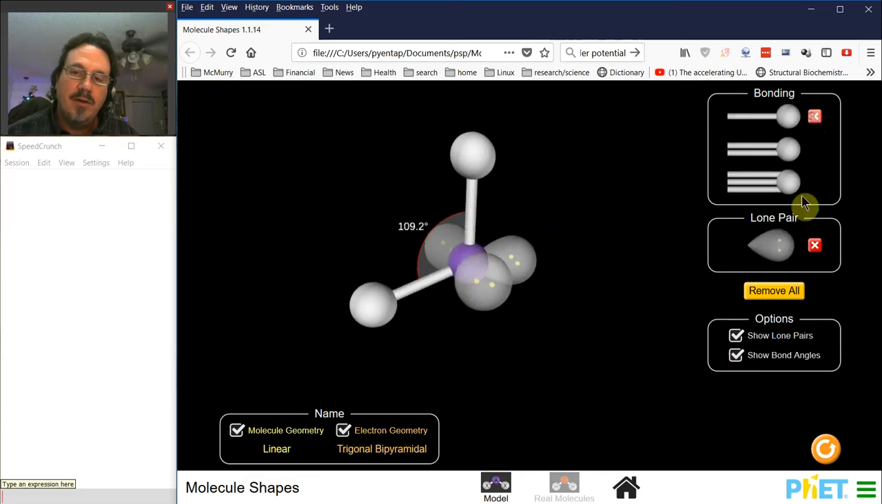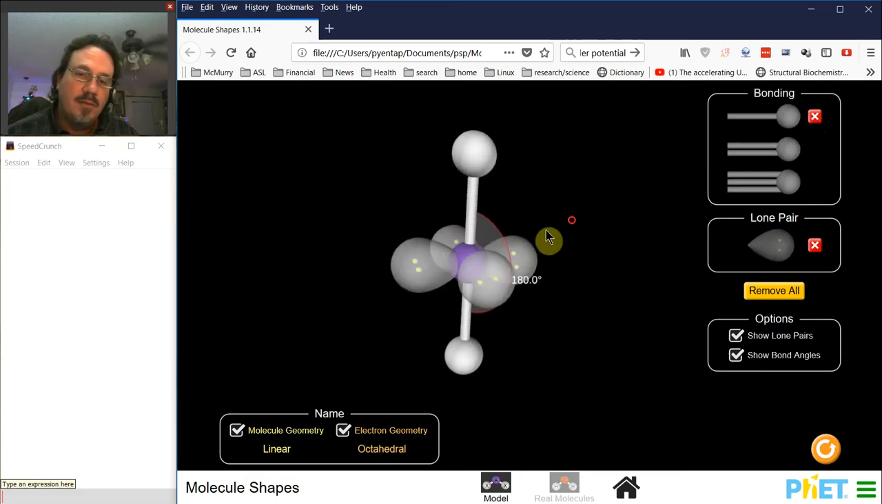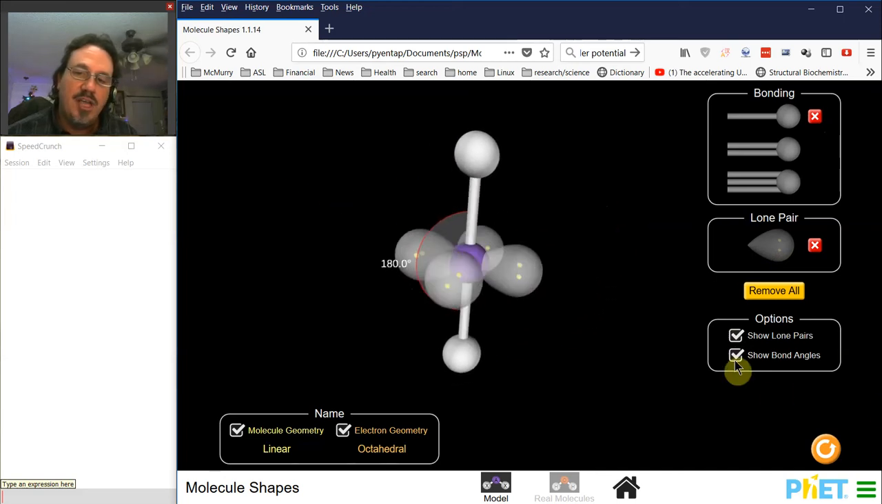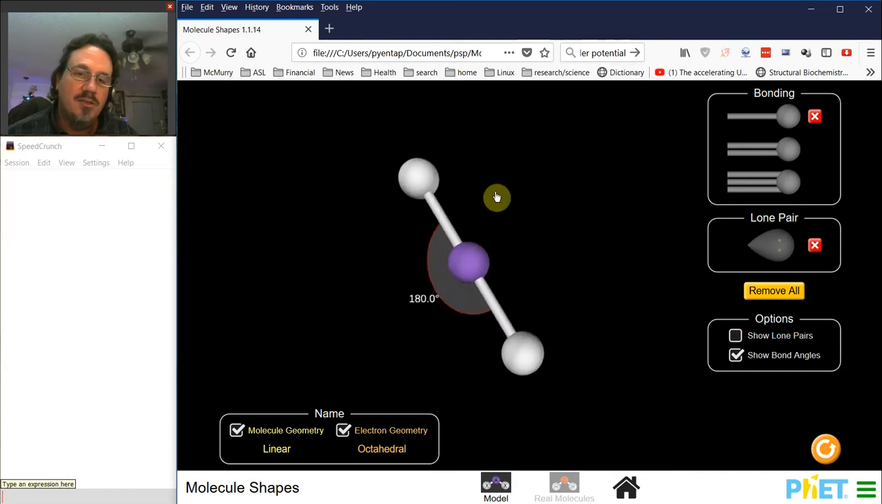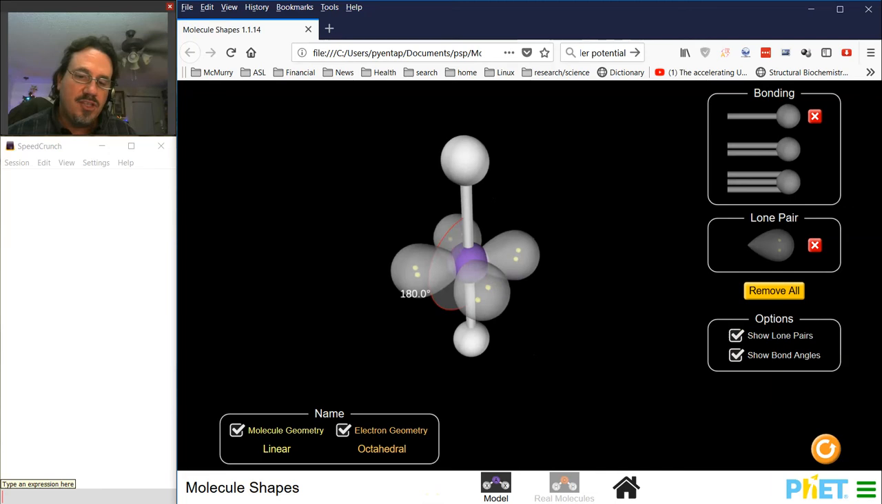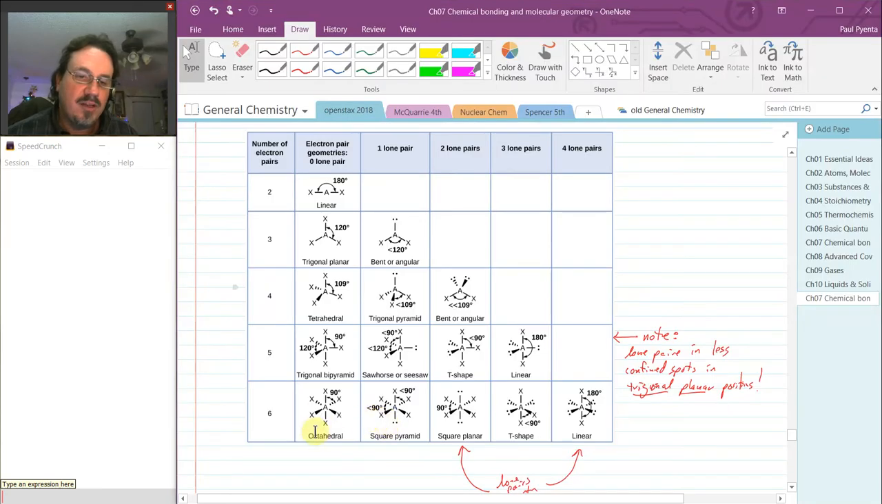Alright, what if we did one more? Again, they're going to put them opposite of each other as much as possible. I think that's pretty clear that the molecular shape is now linear, a straight line. So this chart does make a lot of sense, I think. We went from octahedral to square pyramid, square planar, T-shaped, linear. And again, on these two, make sure you get the electron lone pairs as far apart as possible.